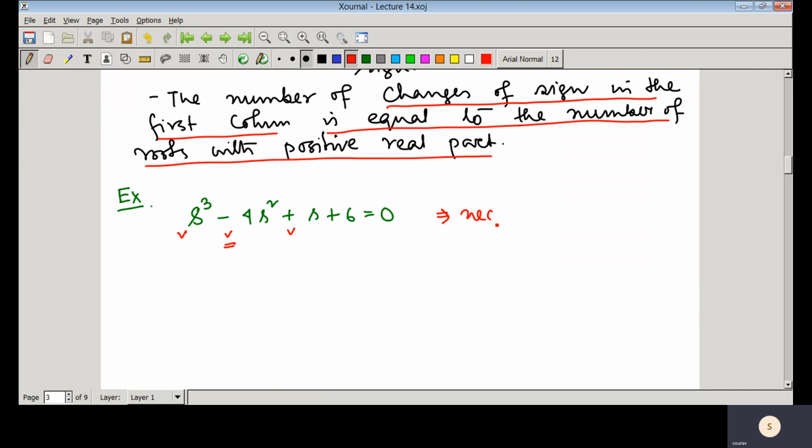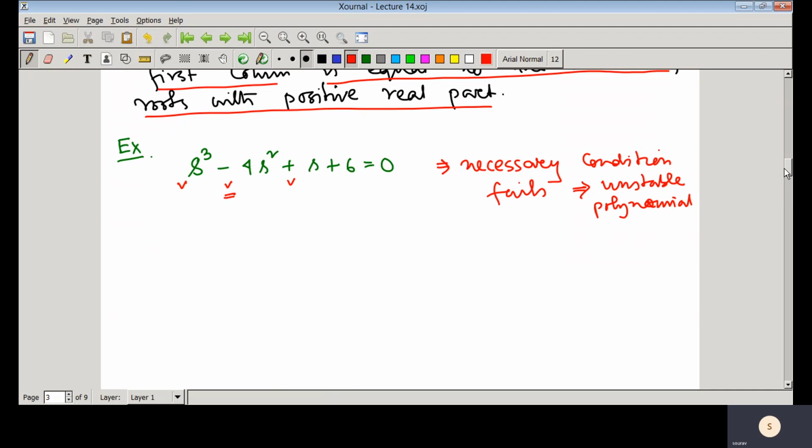So that means the necessary condition for stability fails. So it is an unstable polynomial. Unstable polynomial means not all roots of that polynomial are in the left half of the S plane. So here, if we apply the Routh-Hurwitz criteria, how can we find how many roots are there on the right half of the S plane?